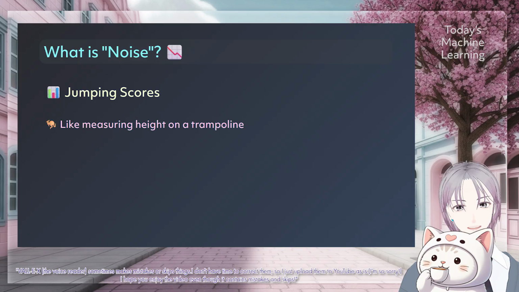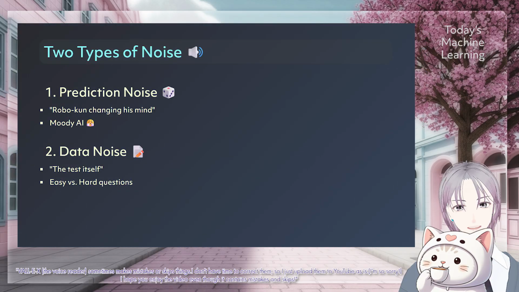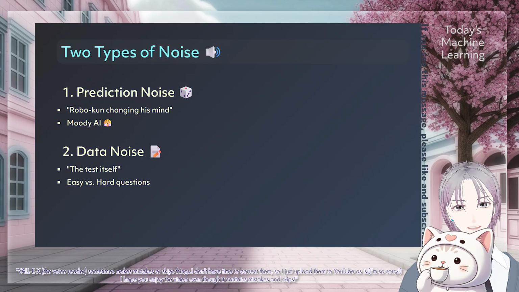This paper says, hey, the author Sida Wang from Meta says there are actually two main types of noise we need to worry about. First, there is prediction noise. This is like Robokun changing his mind. Even for the exact same question, the AI might give a different answer if you ask it twice. It is a bit moody. Second, there is meta noise. This is about the test itself. Maybe today's test was super easy, but tomorrow's test is super hard. If the questions change, the score changes.